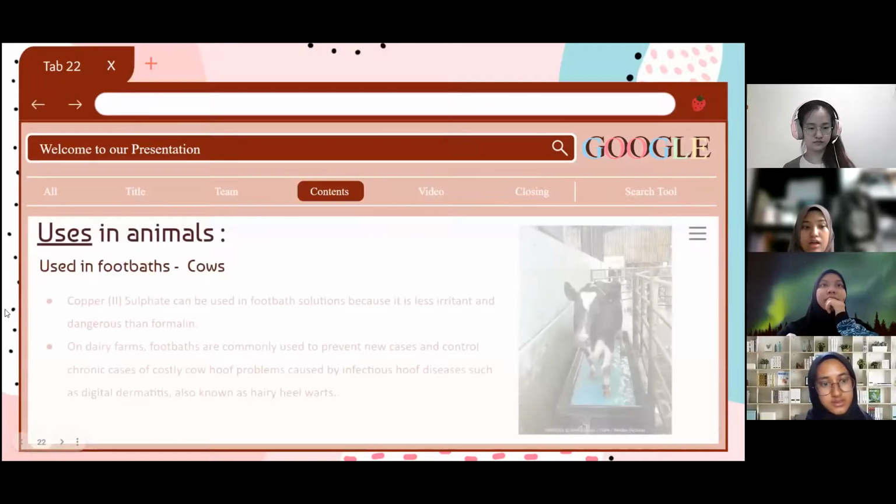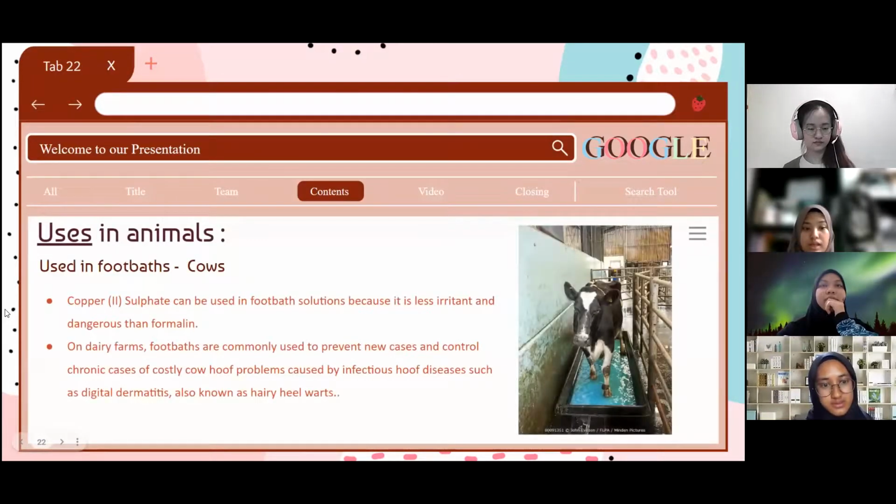Furthermore, copper sulfate also can be used in a foot bath solution in cows because it is less irritant and dangerous than formalin. On dairy farms, foot baths are commonly used to prevent new cases and control chronic cases of costly cow hoof problems caused by infectious hoof disease such as digital dermatitis, also known as hairy heel warts.